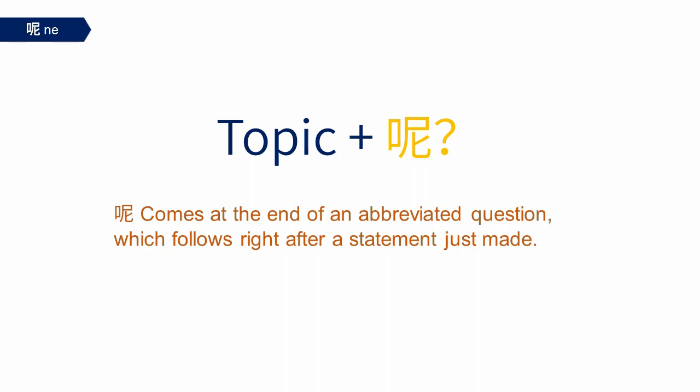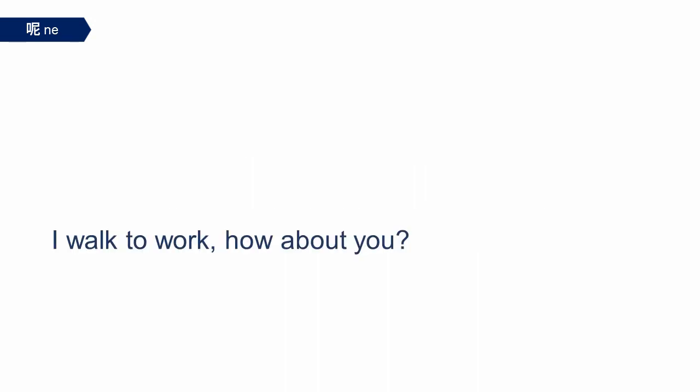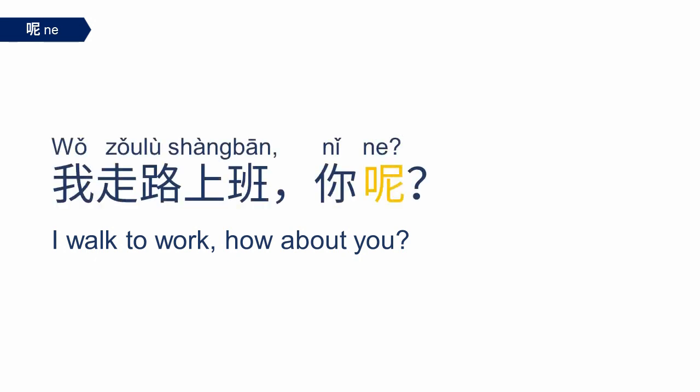Let's have a look how we can use these in our daily life. First one, I walk to work. How about you? Here we're talking about the commute to work, please try to say the sentence with 呢. Yes, 我走路上班，你呢？你怎么上班？走路上班。Transportation comes before verbs.